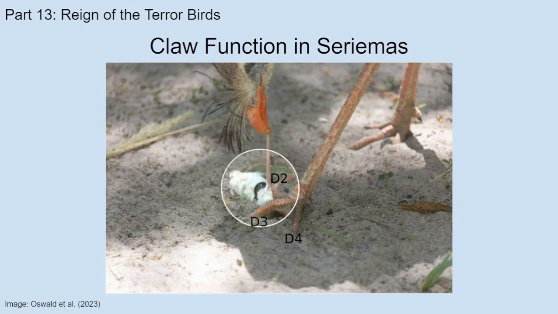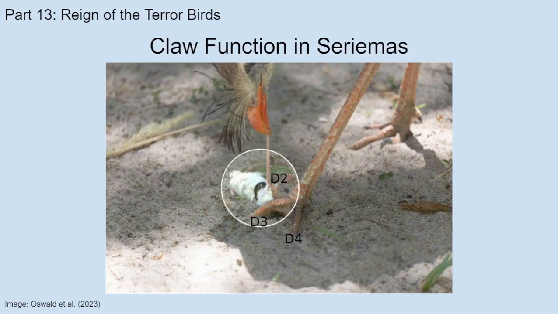They're one of the raptorial groups of telluravians, so they're primarily predatory, feeding on other types of vertebrates. Cariamiforms are not super well known among the general public, but they're very distinctive looking. They have these really long legs. They mostly walk around catching other types of animals to eat.